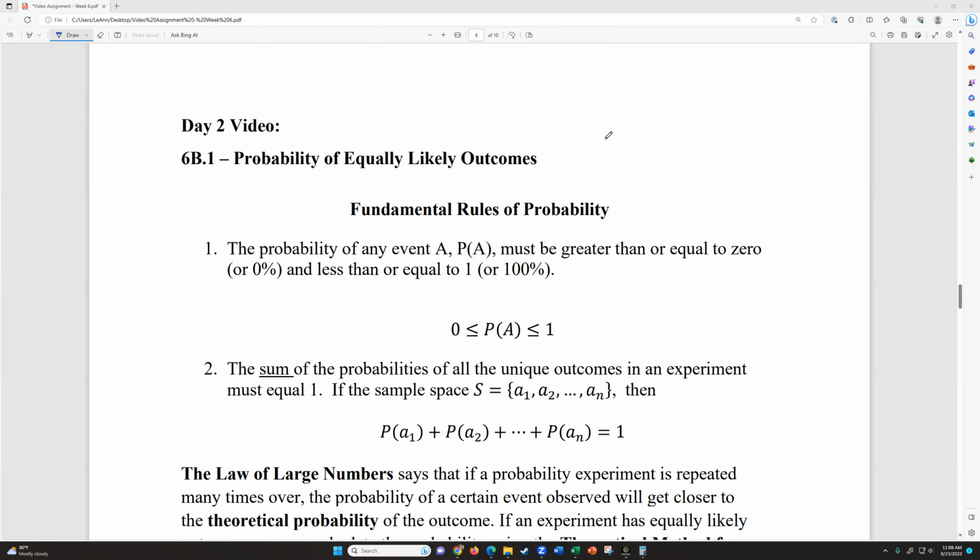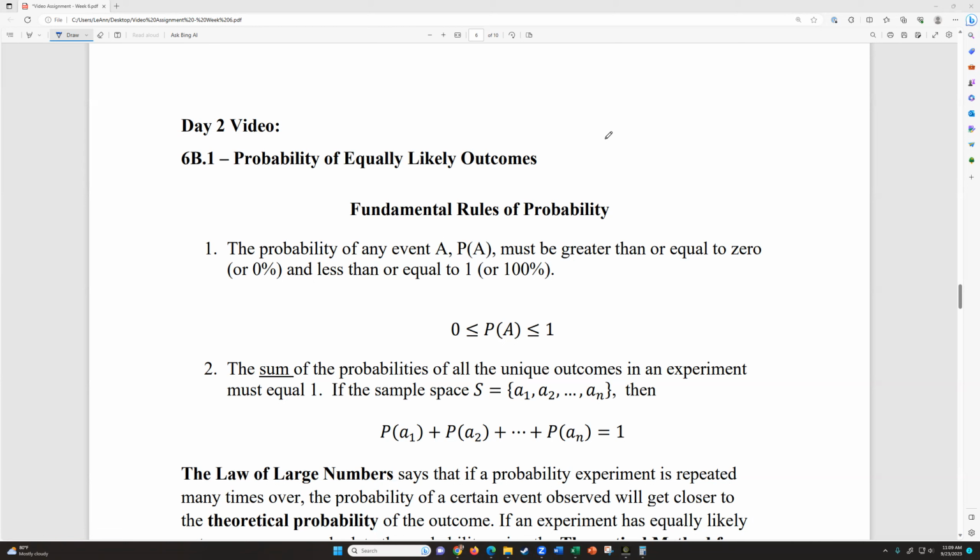So 6b1 is over the probability of equally likely outcomes. And there's a few fundamental rules of probability. Number one, the probability of any event A, which we write as P of A, with parentheses around the event, must be greater than or equal to 0. So you can't have a negative chance, like it can't be a negative 10% chance.